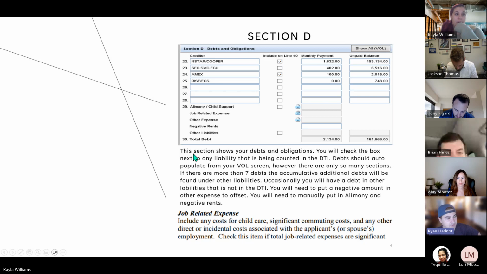What would negative rents be? Would that be like if they have a rental property that's losing money? Yes.